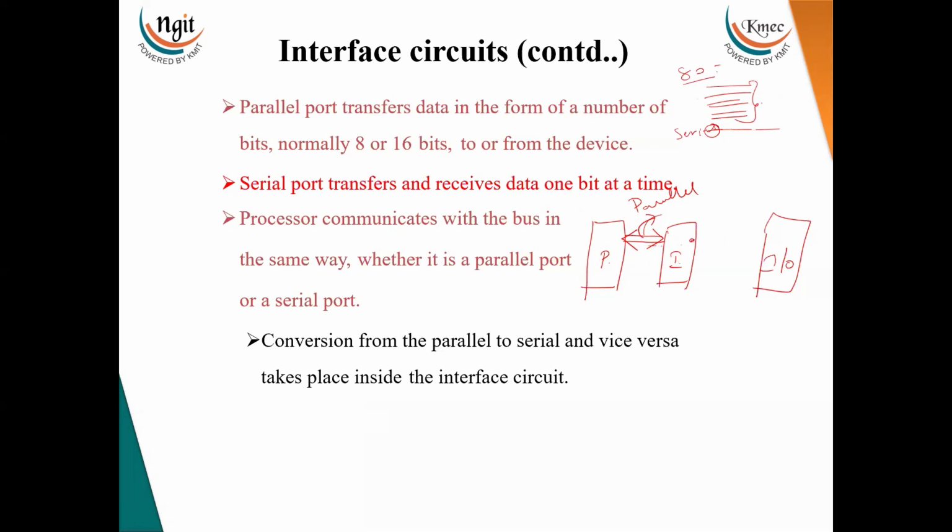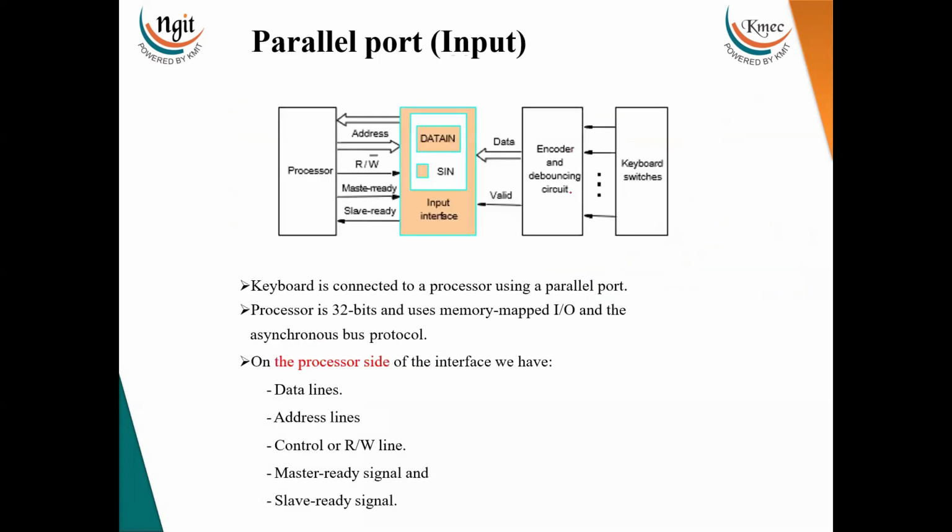But from the interface to the IO devices, for a few devices it will send the data in parallel, and for a few devices it will send the data serially. Where the data is sent in parallel, that port is called a parallel port. For the devices to which it sends serially, that port is called a serial port. In this lecture, we are going to analyze the parallel port, where the data transfer between the interface and the IO devices is parallel.